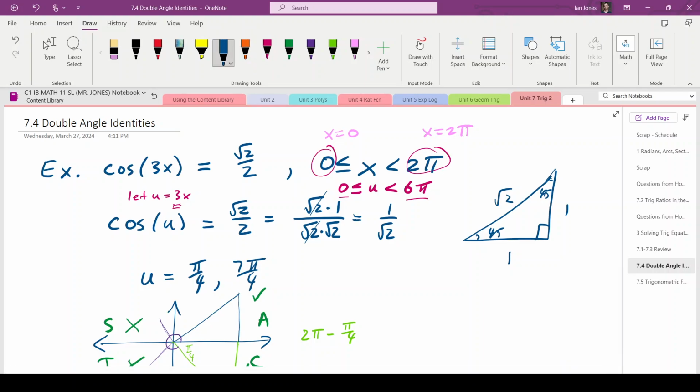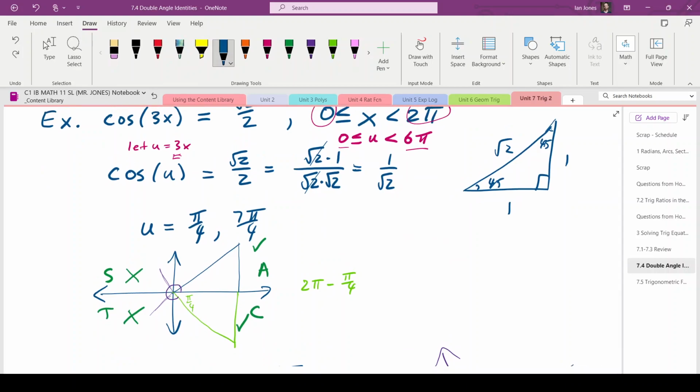And so now on this step right here, I don't stop at 2 pi. I have to stop at 6 pi. So I have to go around the circle a few more times. I got the first solution, pi over 4. I got the second solution, which was 2 pi minus pi over 4. I'm going to get a third solution, 2 pi plus pi over 4. That will land me on here again. So I get 2 pi plus pi over 4. That's 8 pi over 4 plus 1 pi over 4, 9 pi over 4.